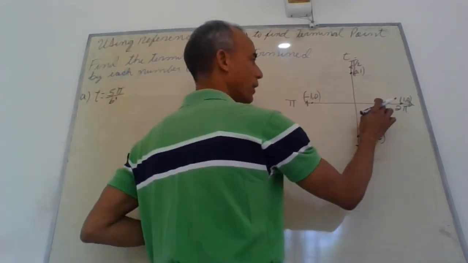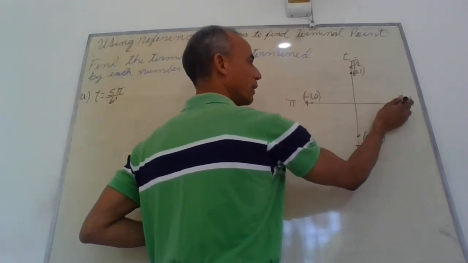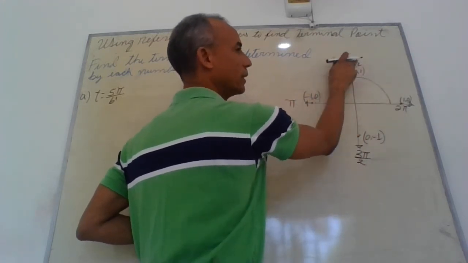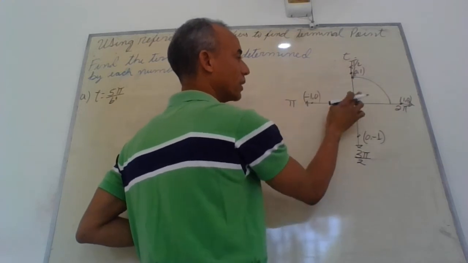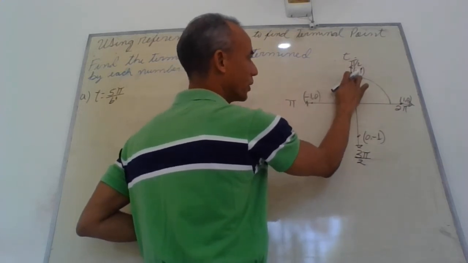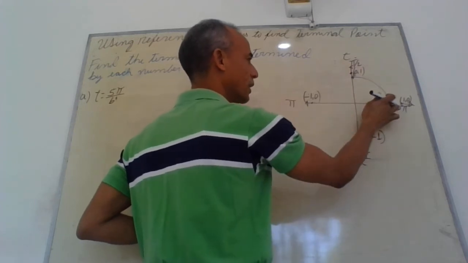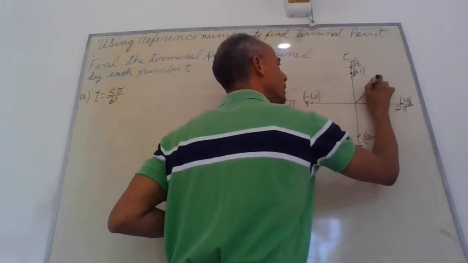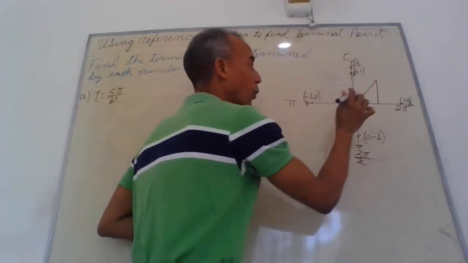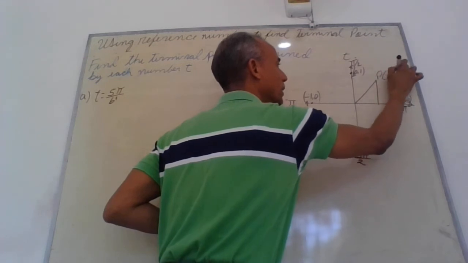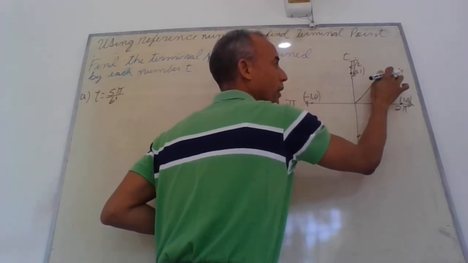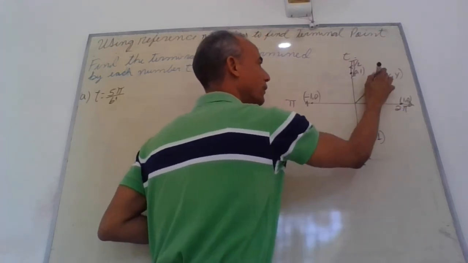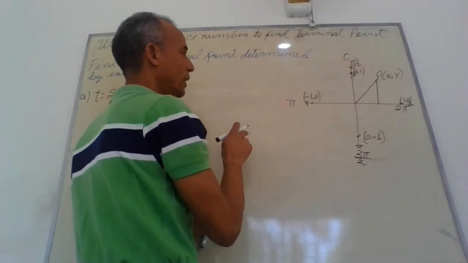For example, we have here, we go here, we arrive at pi divided by 2, and it's easy to say that the terminal point is (0, 1). That's very easy, okay? But what happens when we have another one? What happens when we have this, for example, when we have this point pi, P(x, y)? We don't know how to, so we have to use the reference number to find it.